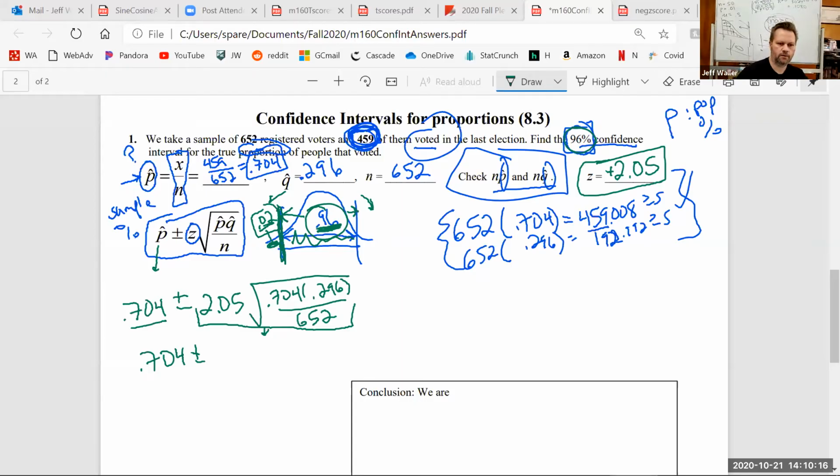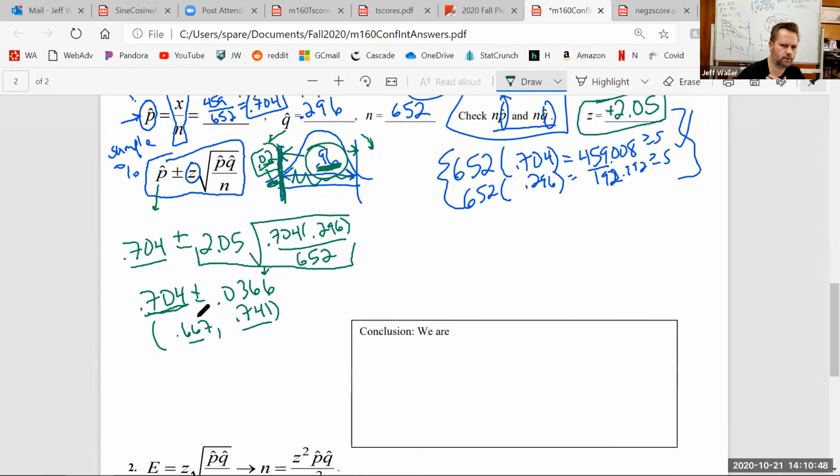All right. So right here, I can put down 0.0366, it doesn't really matter. So then when I do this, I get from 0.667 to 0.741. So I want your confidence interval numbers to have at least as many places as this one. Does that make sense out there? All right. Is that cool? Any questions from that, guys?